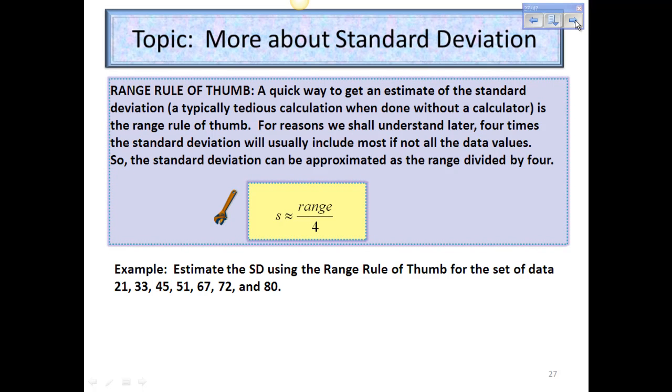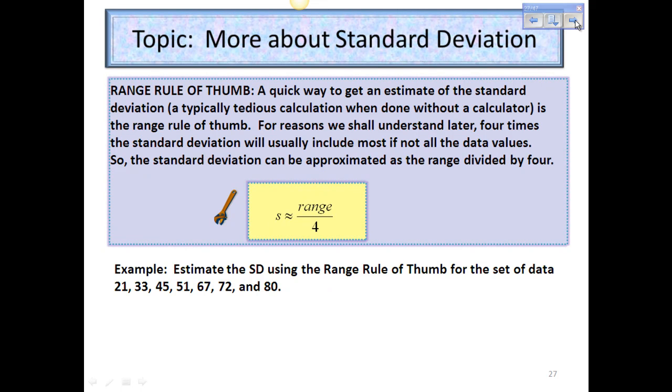At times you may need to estimate the standard deviation. A quick way to get an estimate of the standard deviation is the range rule of thumb. And for reasons we will understand later, 4 times the standard deviation will usually include most, if not all, of the data values. So the standard deviation can be approximated as the range divided by 4, since the range includes all of the data values.